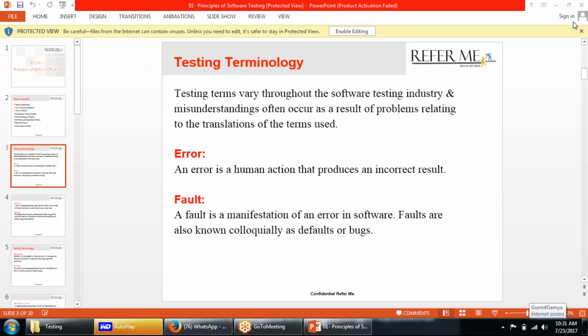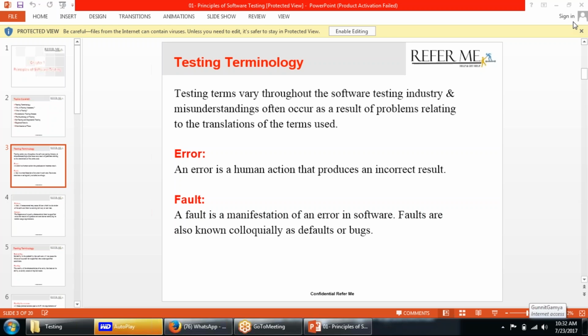Now here what they have written: the testing terms vary throughout the software testing industry, and misunderstanding often occurs as a result of problems related to the translation of terms used. Which are those terms? Because in our day-to-day life, or in software testing, we frequently use: there is an error, there is a fault, there is a bug, there is a defect, there is a failure, but we do not understand the exact difference between all these terms, right? So here we will study these things.